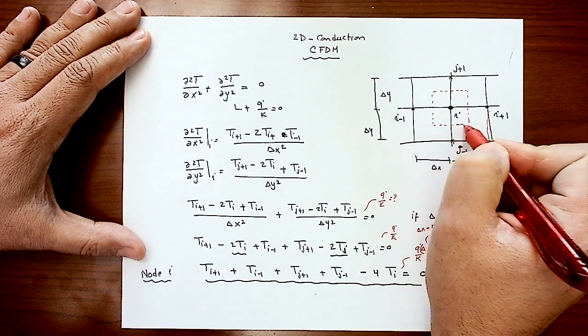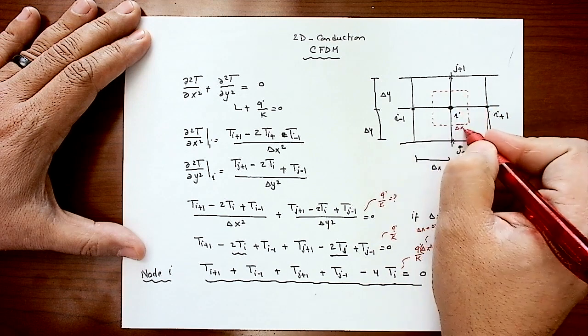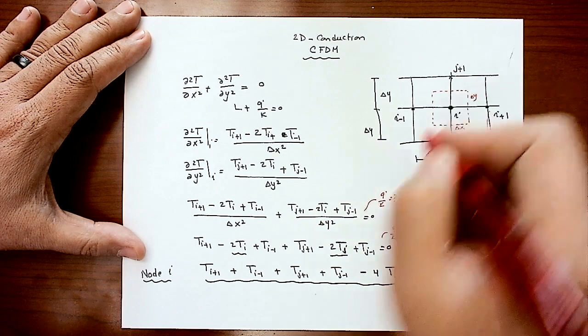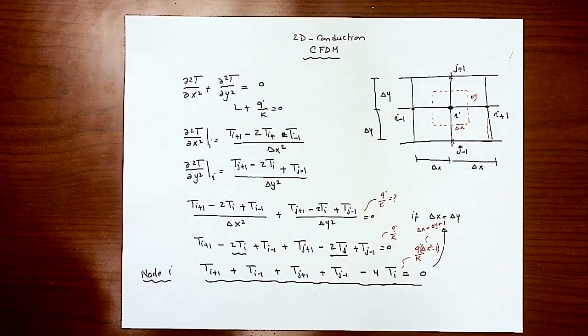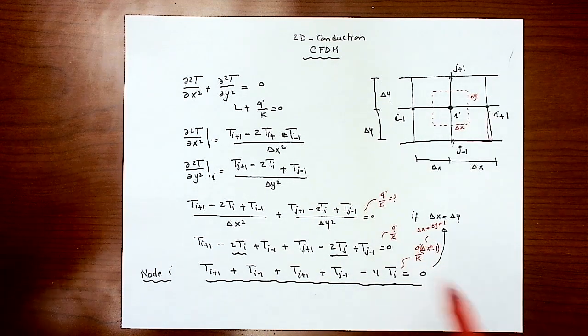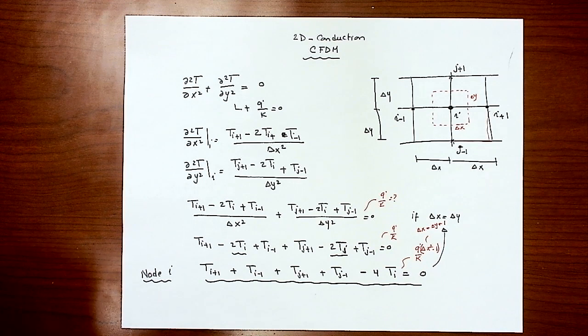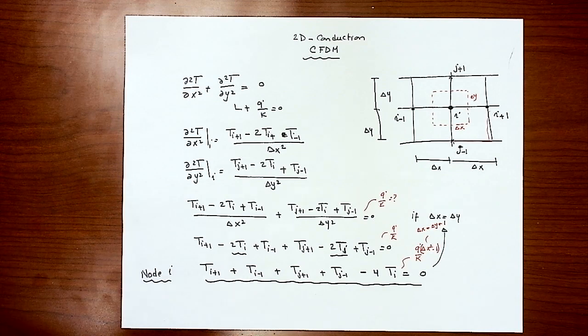You remember, we drew a square. This is delta x, this is delta y. So that's the control element. You end up having this. So an additional term will be added if you are solving with a heat source in that two-dimension problem. That's how you apply the central finite difference method to a two-dimension issue.